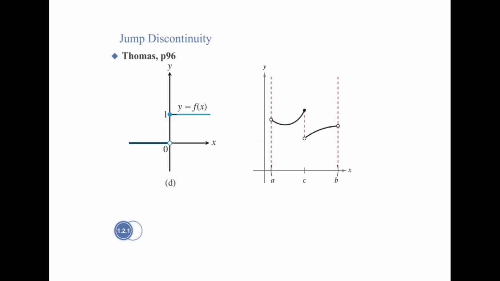It is called removable because we could fix it by filling in the correct point. The second one is called jump discontinuity. A jump discontinuity happens when the left-hand limit and the right-hand limit are different. In other words, the graph jumps from one y value to another. Because the two sides do not approach the same value, the limit does not exist at that point. So a jump discontinuity cannot be fixed by just filling in one hole.